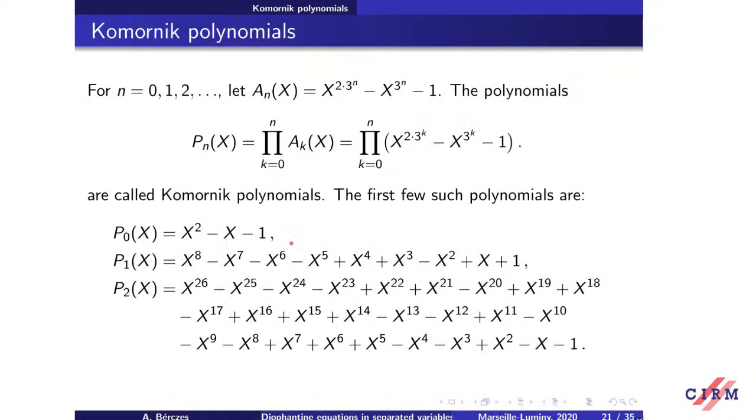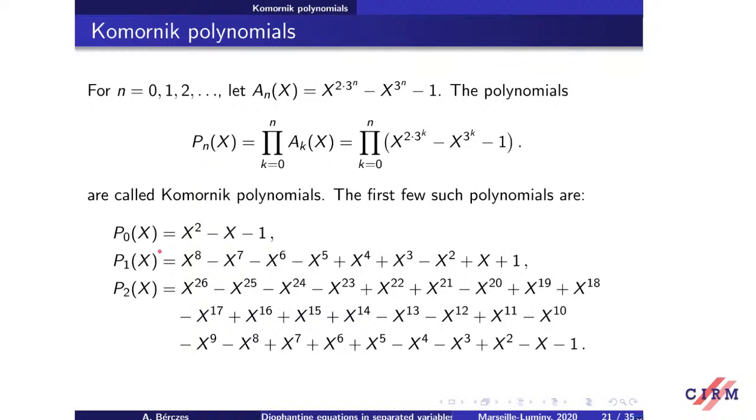Now we will switch our attention to a different topic. Komornik polynomials are polynomials introduced by Vilmos Komornik for some results concerning digital expansions. If we define a sub k of x equals x to the power 2 times 3 to the k minus x to the power 3 to the k minus 1, and we multiply such polynomials from k equals 0 to n, then we get the nth Komornik polynomial.